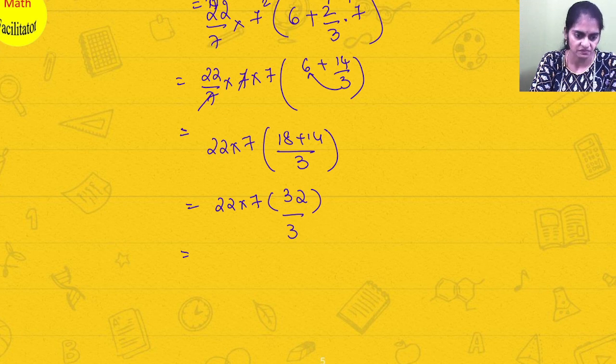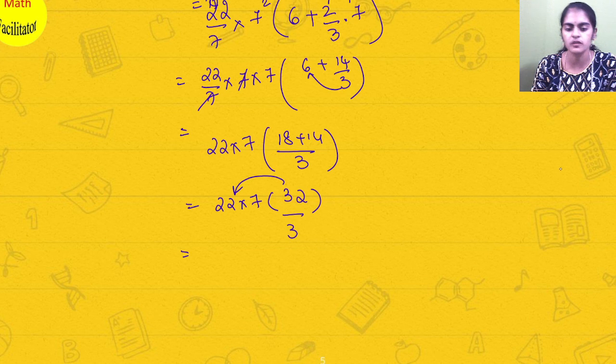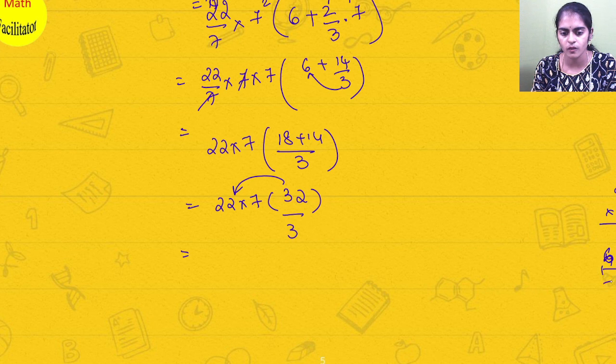So you have 22 into 32. It will give you 704. This 22 into 32 will give you 704. Now this multiplied by 7. How much are you getting? 4928. Are you all getting the same answer? Yes. So 4928 divided by 3.